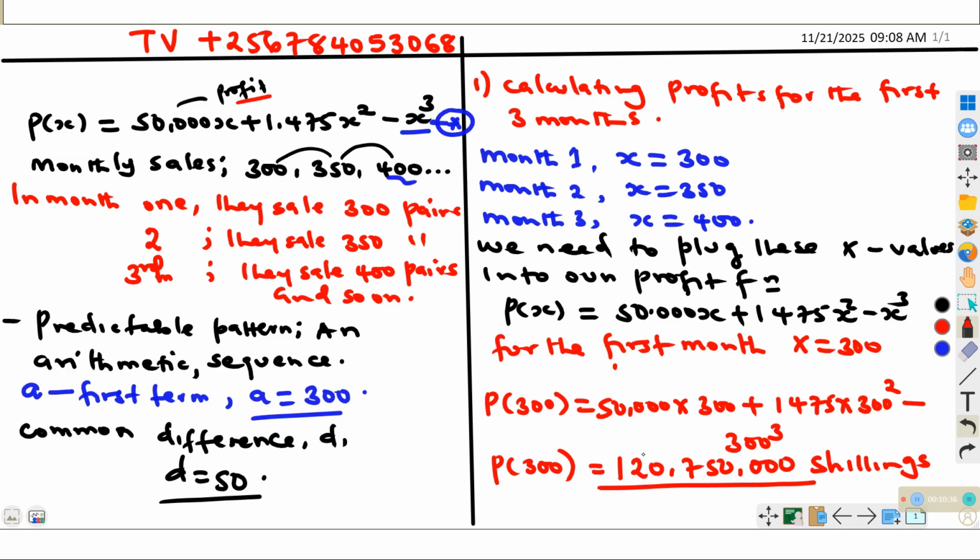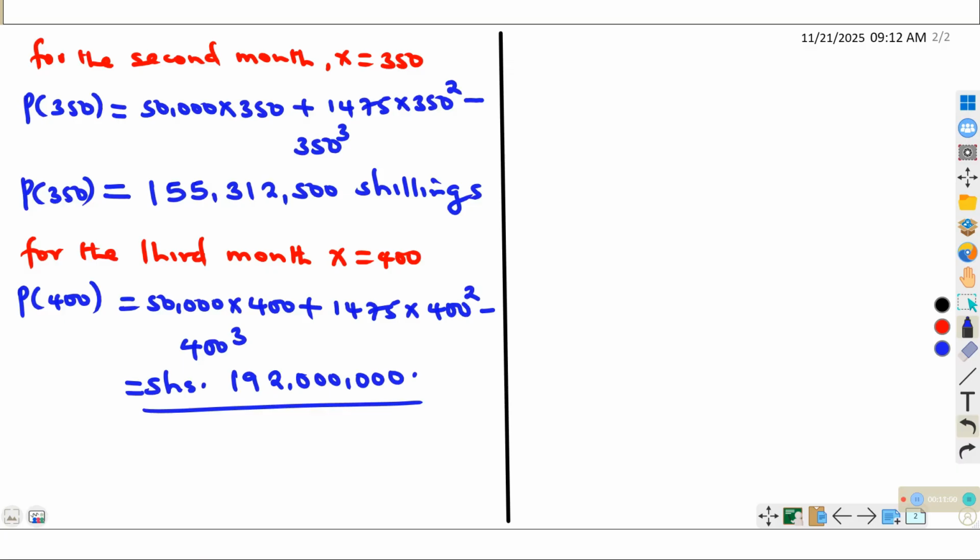We shall do the same for X equaling 350 and X equaling 400, and we also get the profits that would be made in the second month and the third month. Following the same pattern, we simply substitute X equaling 350 and get the amount, and X equaling 400 and get the amount. Basically, that is all about our findings on the profits that would be made in the first 3 months.